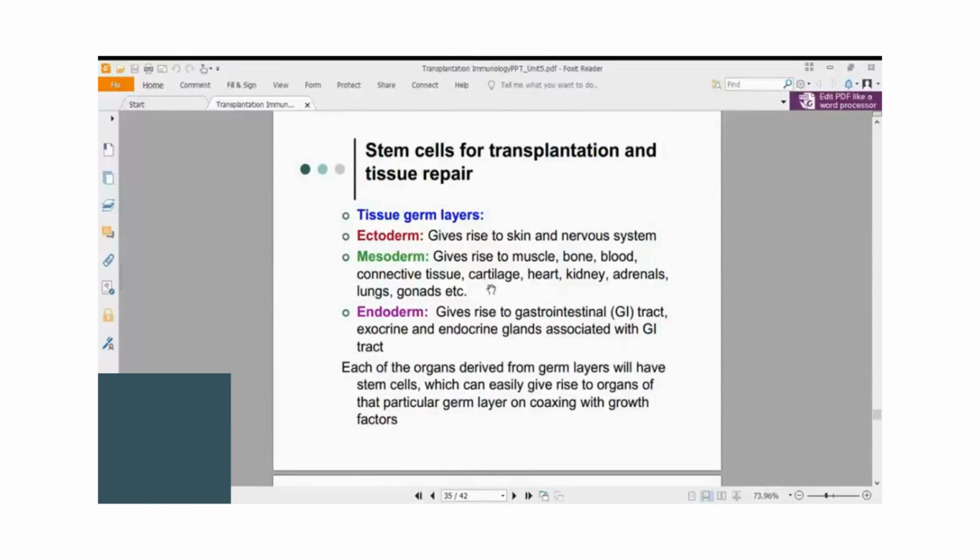And the stem cells of particular organs derived from respective germ layers will retain the markers of that particular organ, so that you can trace back and say that this stem cell is derived from this germ layer, and that characteristic will be there.